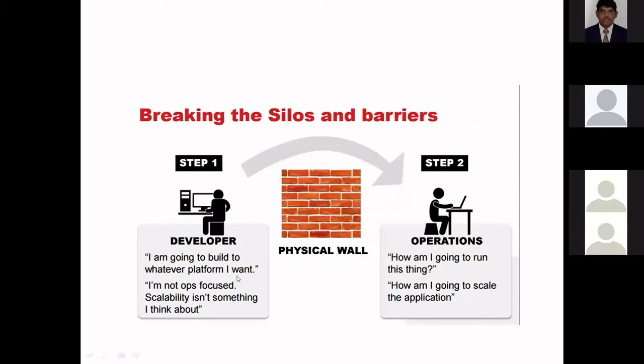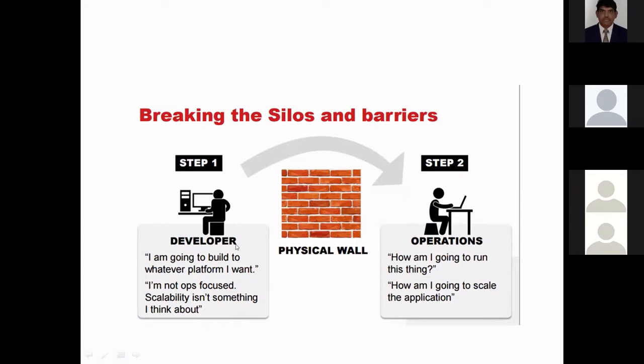Here we'll see some differences between the developers and operations team. So he is one of the developers and this is one of the operations team. There's a physical wall between this developer and operations. The developer doesn't know what the operations team is doing, and the operations team doesn't know what the developer is doing. That's the reason there is a physical wall between developer and operations.